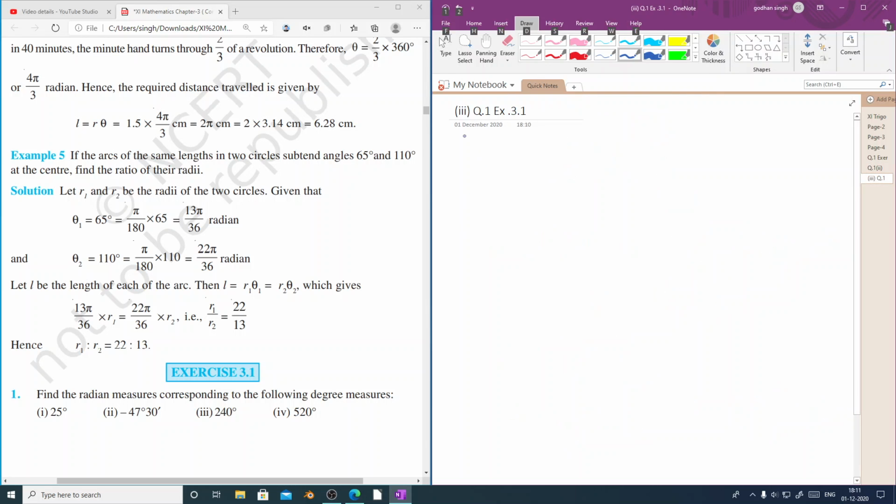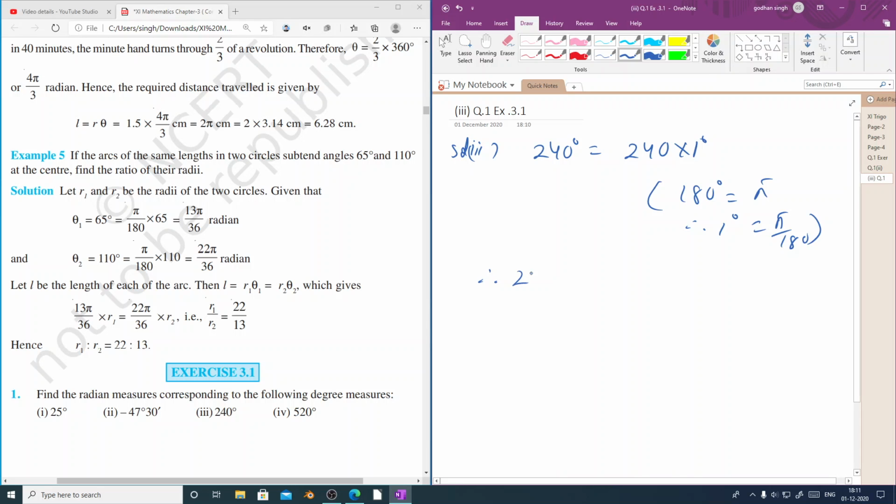Question number 1, third part. So that is 240 degree. We have to convert into radians. So solving third part. So 240 degree equal to, that can be written as 240 into 1 degree, and we know that 180 degree equal to pi radians. So therefore we can say that 1 degree equal to pi by 180 radians, and therefore we have 240 degree equal to 240 into 1 degree can be written as pi by 180 radian.